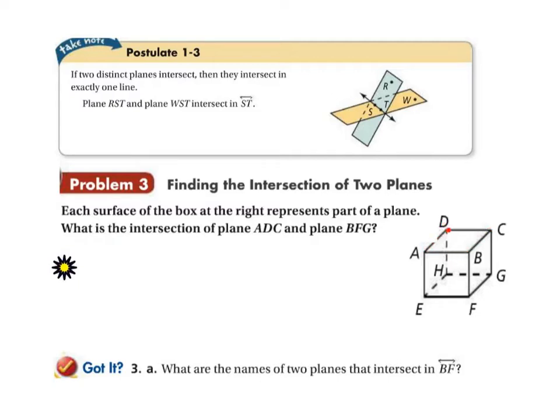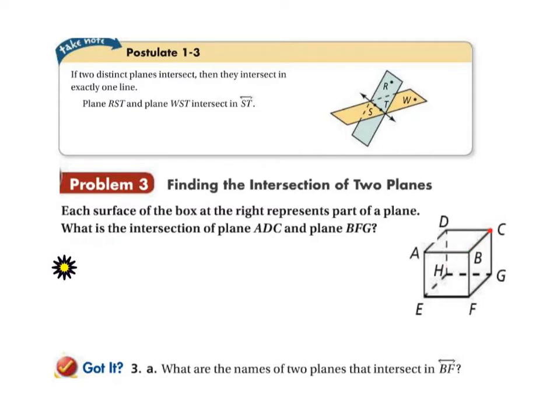So you can see ADC is really the top of the box here. So we're talking about this plane up here, the top of the box. And BFG, let's see where that's at. BFG, that's the right side of this box. So the question they're asking is, what is the intersection of the top and the right side of the box? Well, hopefully you can see that it would be this line right here.